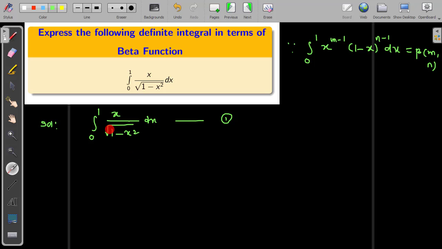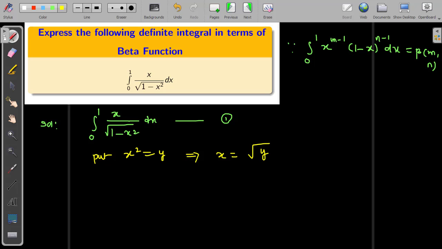If you look in the denominator, we have root of 1 minus x square. We need 1 minus x format, but in the denominator 1 minus x square is there. So let us take x square equal to some variable, replace x square with some variable, and make the expression in terms of 1 minus y format. That is the procedure. So I'll go for substitution: put x square equal to some variable y. I need the x value also, so x equal to plus or minus root y. I will take the positive root y.